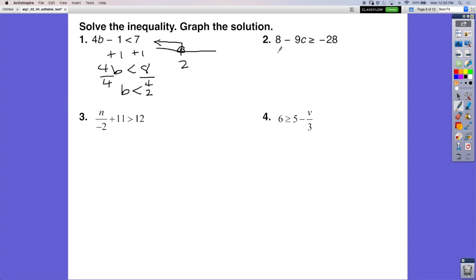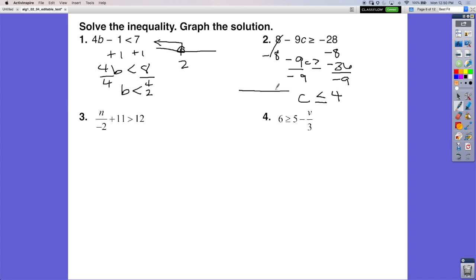All right, number 2. Let's subtract 8 from both sides. Make sure to bring down the negative with the 9. Negative 9c is greater than or equal to negative 36. We're going to divide both sides by negative 9, but you're going to remember when you divide by a negative, you have to flip the sign, and we learned that today in class. So c is now less than or equal to positive 4.